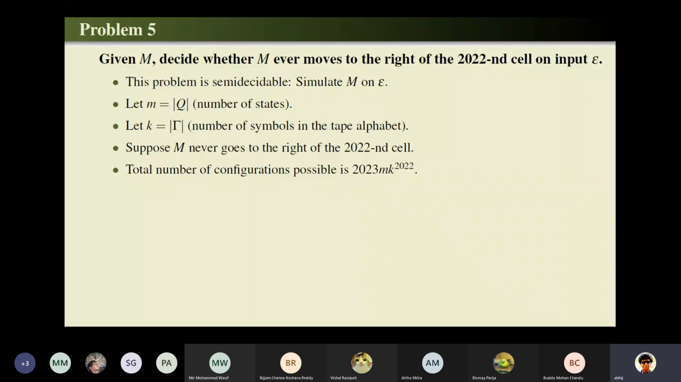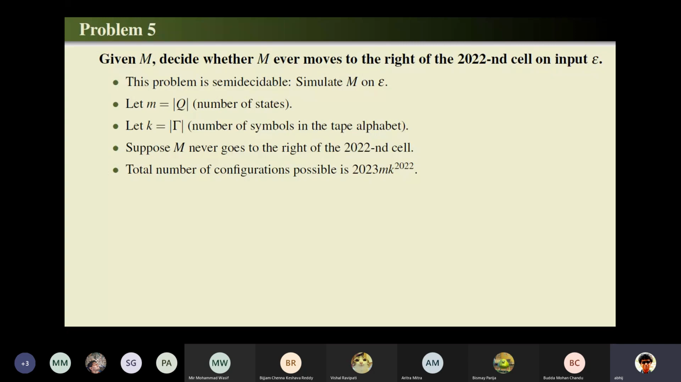For these many states, I will see how many configurations, this plus 1. The 0th configuration, then first step, second configuration, second step, third configuration, these many steps, this plus 1th configuration. If by that time the head ever moves beyond the 20/22 cell, I am done. If it is not the case, then some configuration must have repeated by the pigeonhole principle.